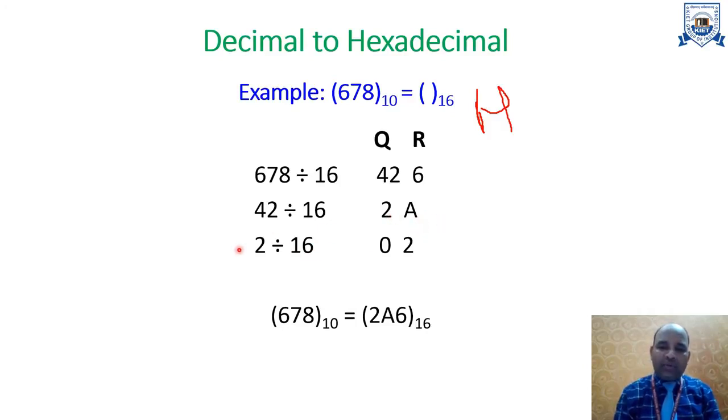Now 2 replaces 42 and 2 is divided by 16. Obviously we get 0 as the quotient and 2 as the remainder. Then again we read these remainder values from bottom to top and write them from left to right: 2, capital A, and 6. So dear friend, this is the number in base 16 which is equivalent to 678 in base 10.